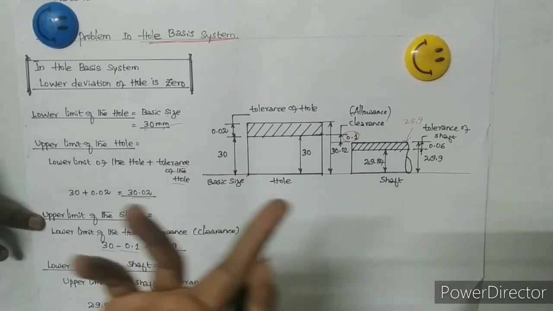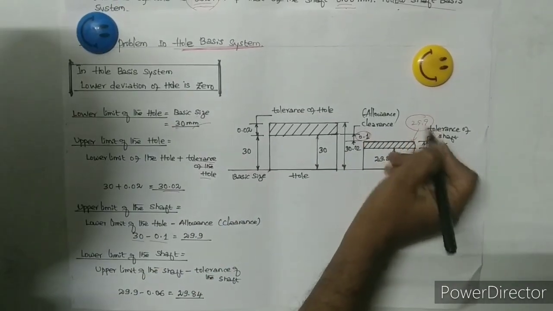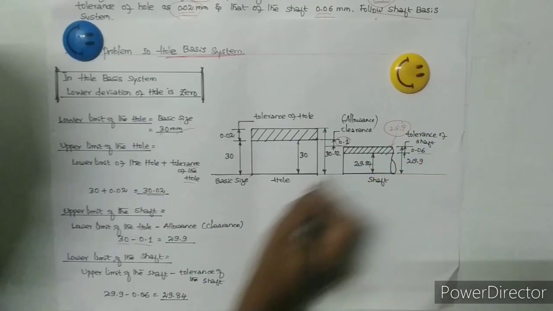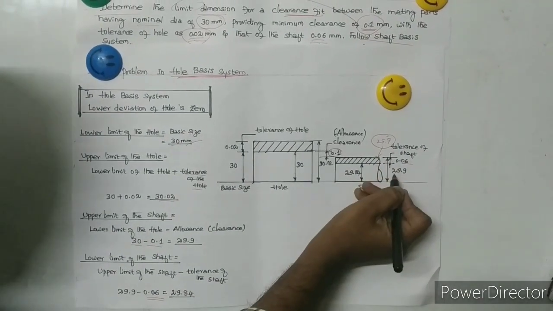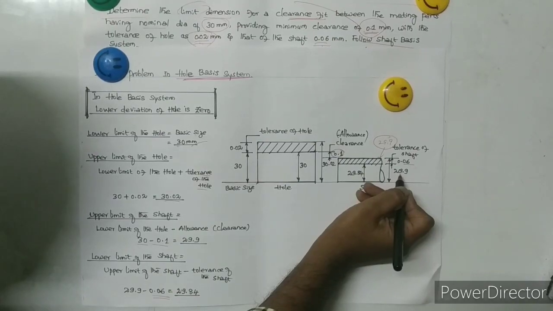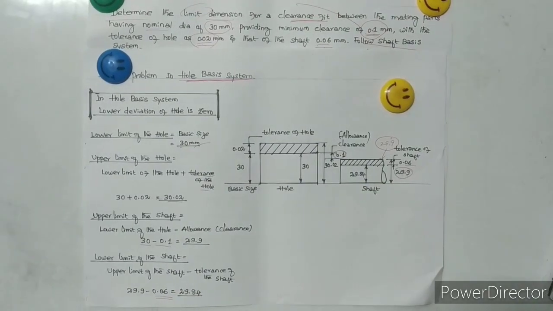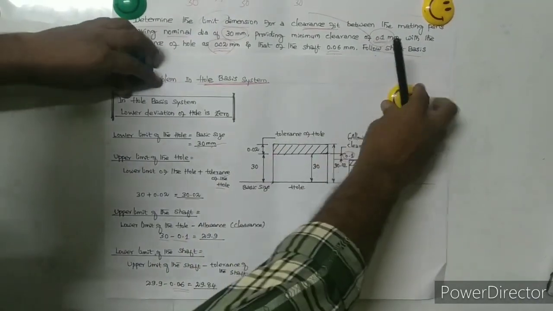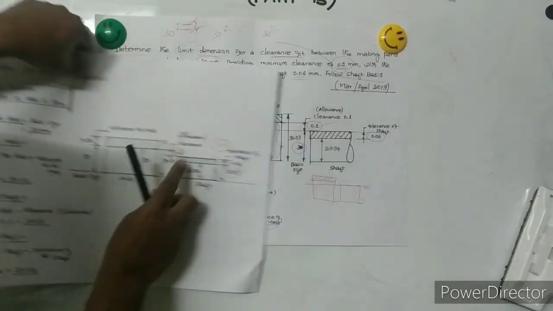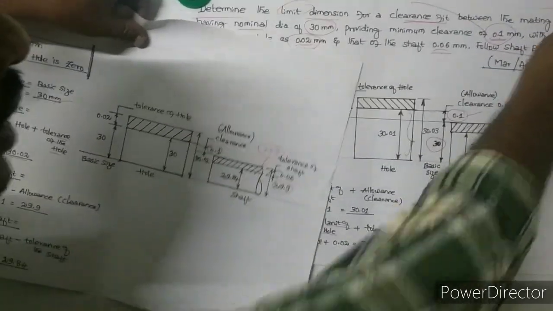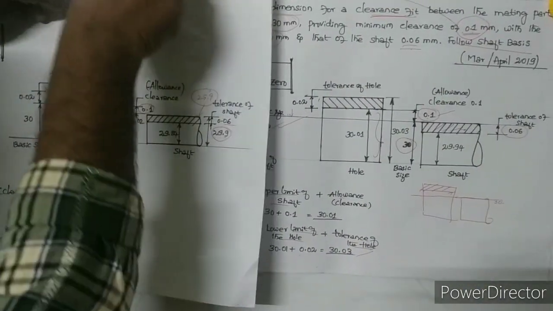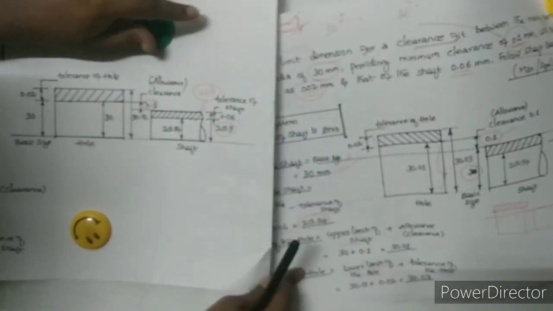The lower limit of the shaft is very simple: upper limit of the shaft minus the tolerance of the shaft. That gives your lower limit of the shaft. Please just see the difference. Just see the sketch; already I solved it. Just see the sketch once again. The rest of the problem remains the same. I just want to do the comparison.